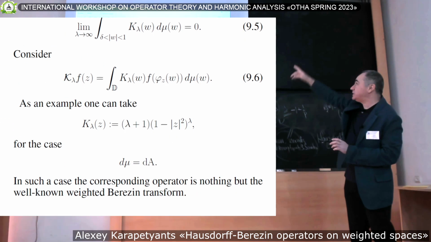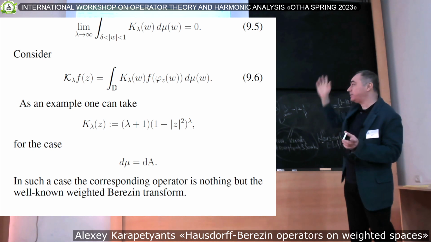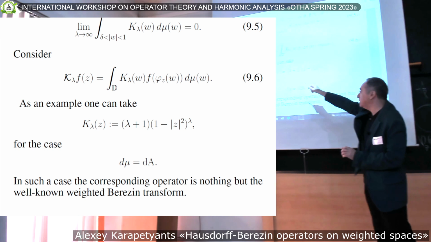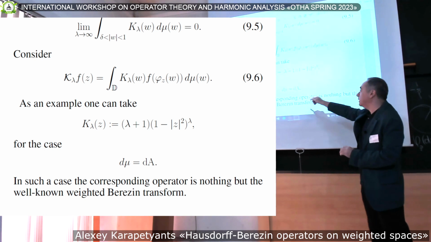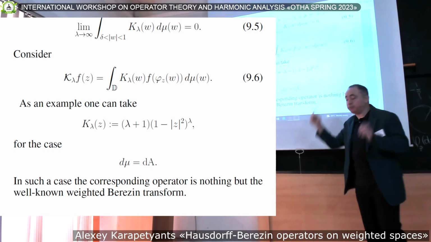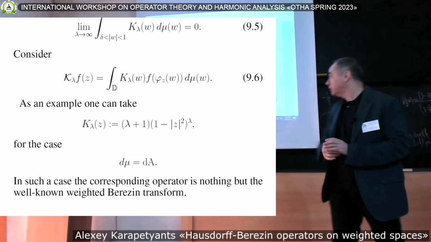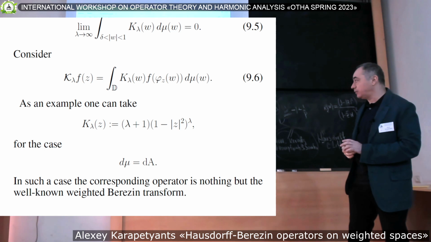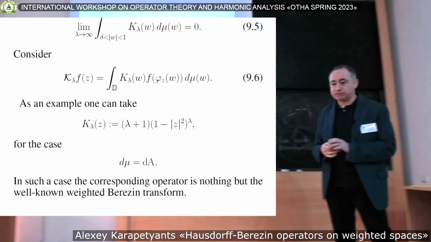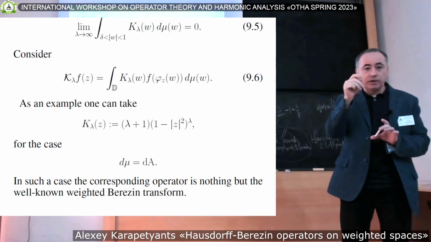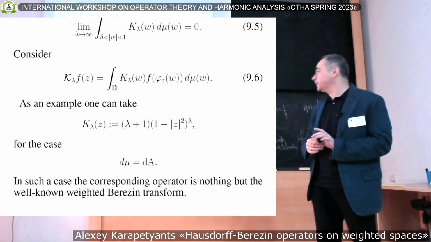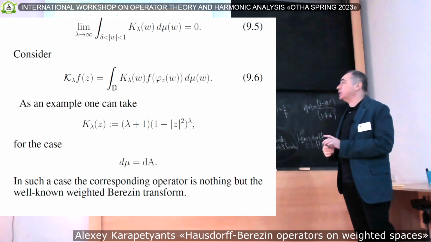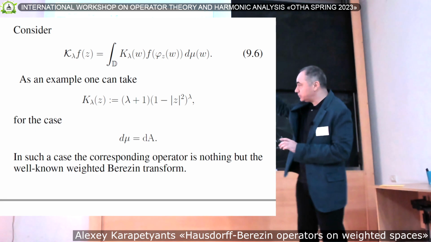As an example, you can say that these conditions are kind of strange, but not. For instance, for this particular case, you can take these kernels. If you take the Radon measure to be just plain Lebesgue measure, then you come to nothing but the Berezin transform, which is known to provide approximation in a certain sense when the lambda parameter goes to infinity. So these conditions are not strange, they are quite natural. Okay, so let's go further.